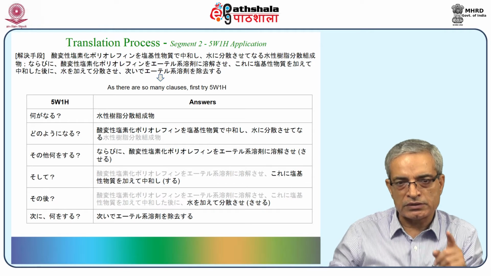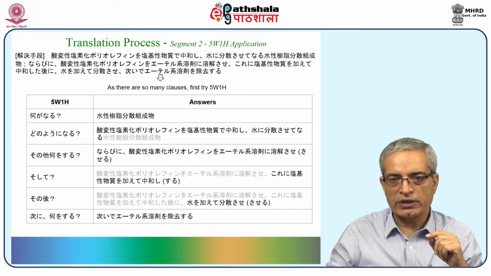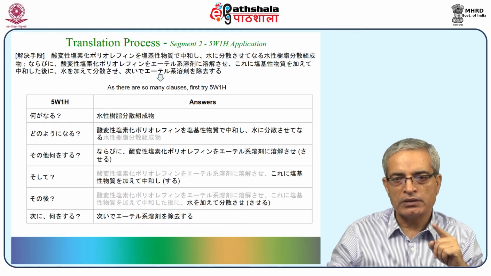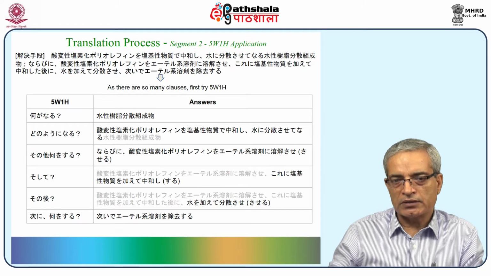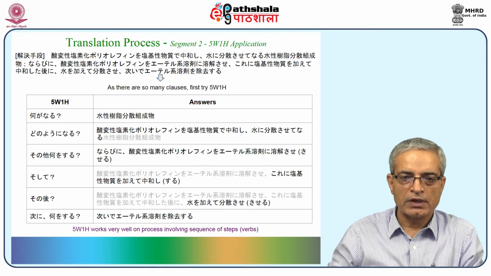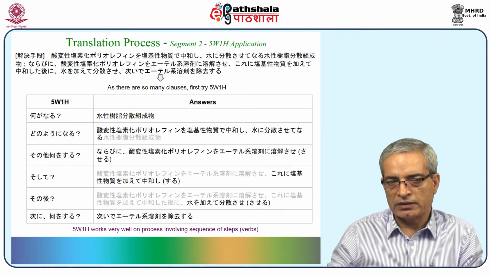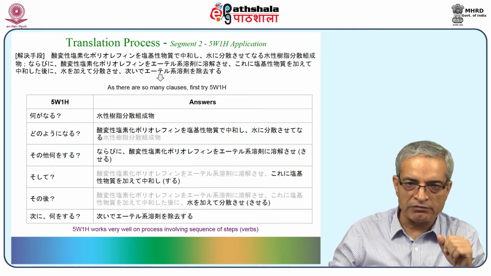So let me see. Yes, it's san hense ensoka poriorifin o etirke yozai ni yokai sase. More questions, okay. Yeah, kore ni enki se boshitsu o kuwaete chuwashi. Sono ato mizu o kuwaete bunsan sase. Suide etirke yozai o jokyo suru. So 5W1H has worked well in this particular case because it's a process involving a sequence of steps or a sequence of verbs.